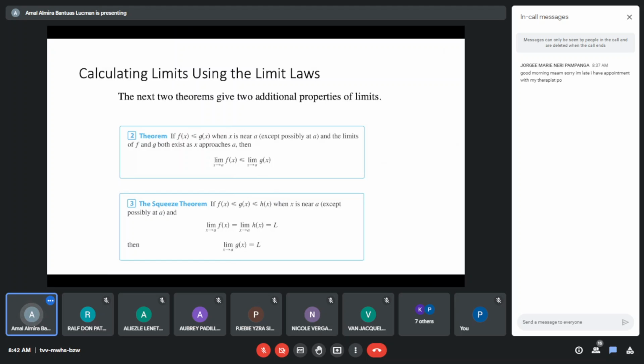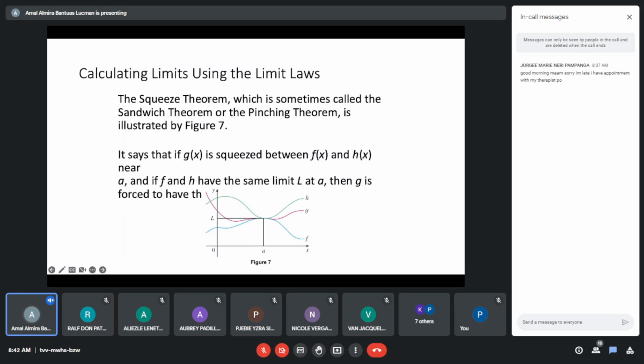So that the limit also of g is equal to L. We sometimes call the squeeze theorem a sandwich theorem or pinching theorem in some other books. So again, our f is less than g and less than h, no?